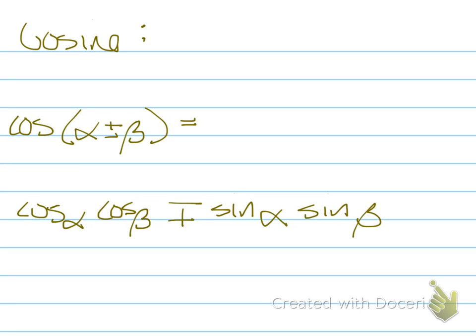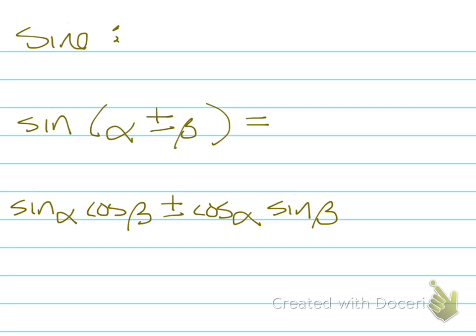The first identity is going to be cosine of some angle plus or minus another angle is going to equal cosine of the first angle, cosine of the second angle, and then minus or plus, the opposite of whatever sign is inside the parentheses, sine of the first angle, sine of the second angle.